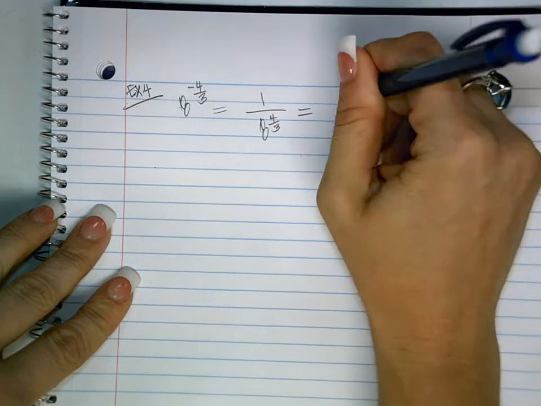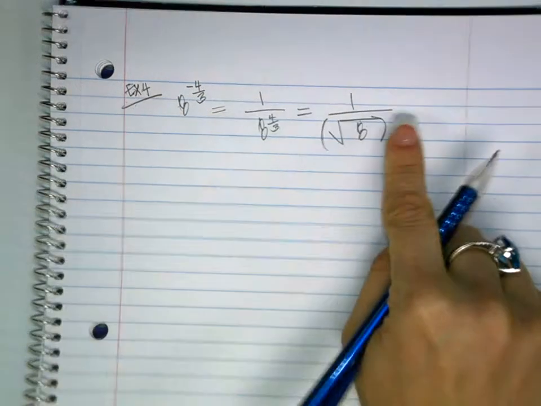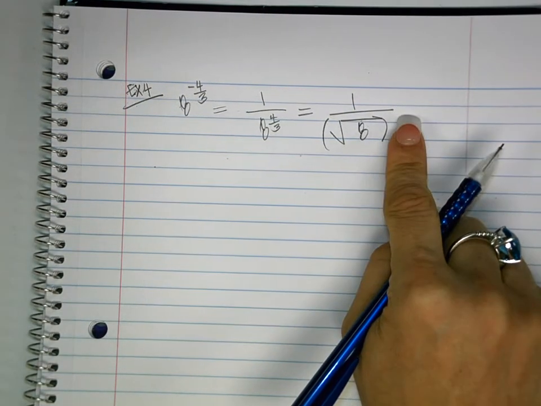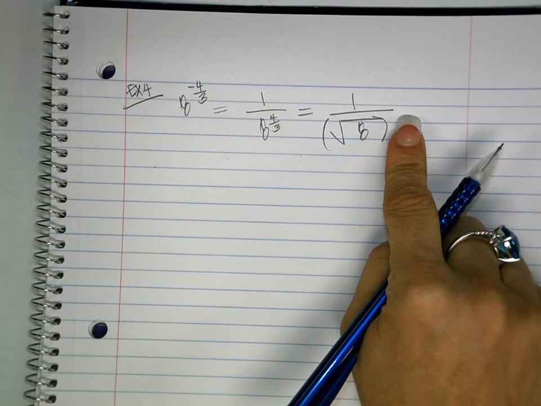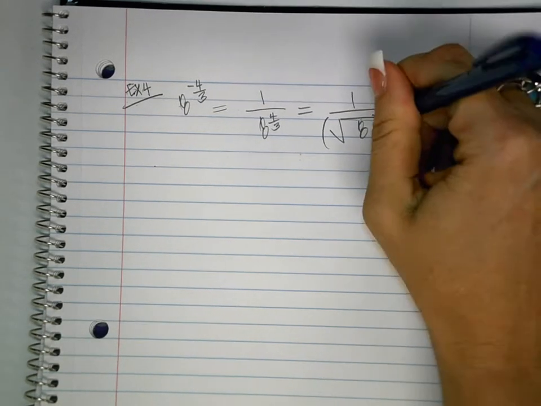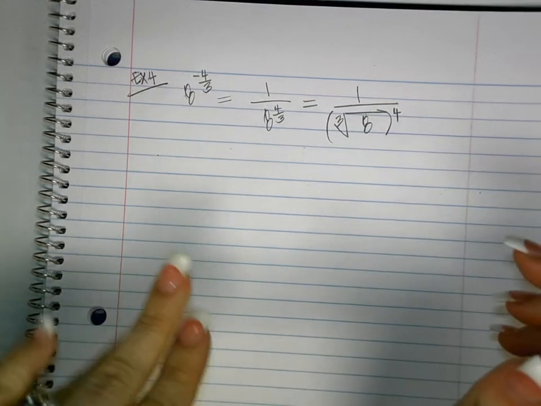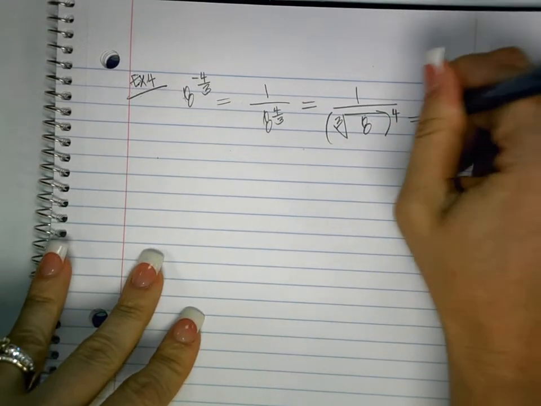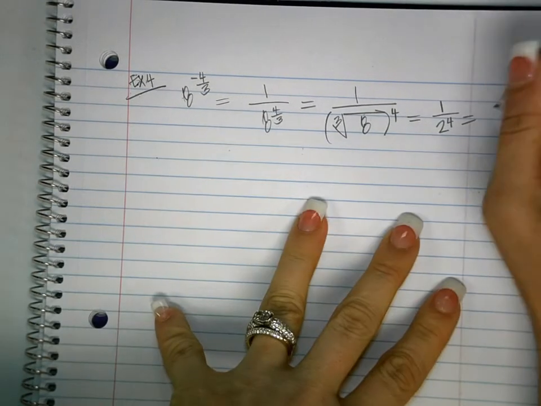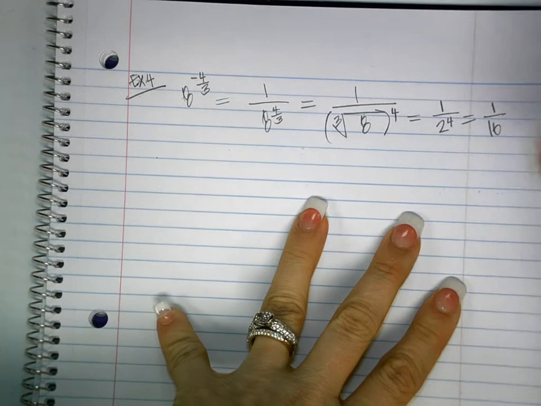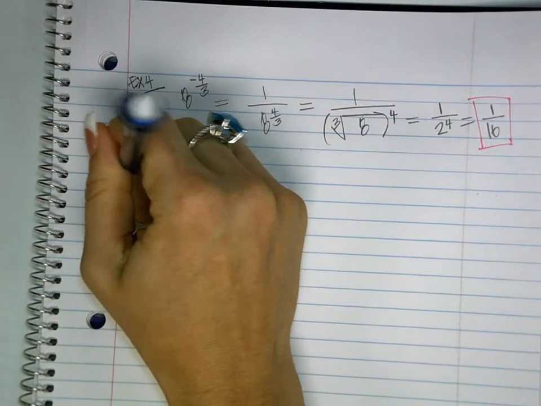Okay, then if I change this into power handle, what number goes in the power place? The 4 or the 3? Jacob? The 4 goes on the outside, so that means the 3 goes in the handle. What is the cube root of 8? 2. So this is 1 over 2 to the 4th power. And what is 2 to the 4th power? 16. So 1 over 16. Okay, that's your answer though. Last one, number 5.